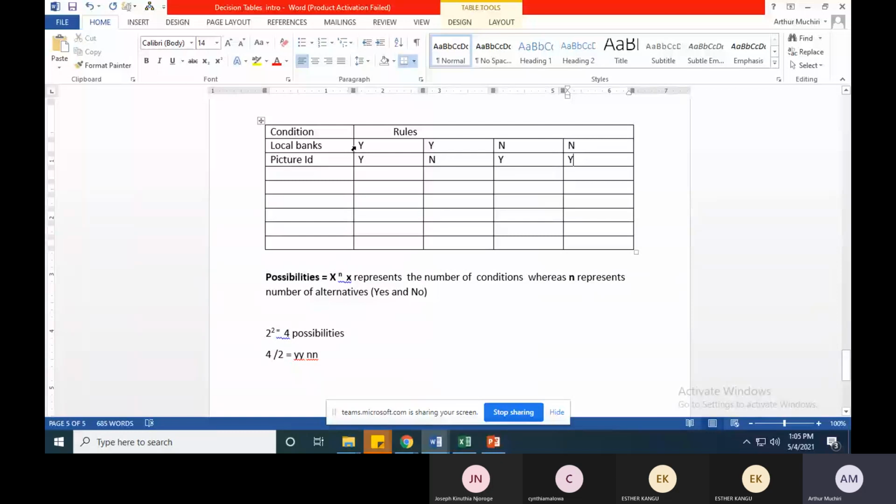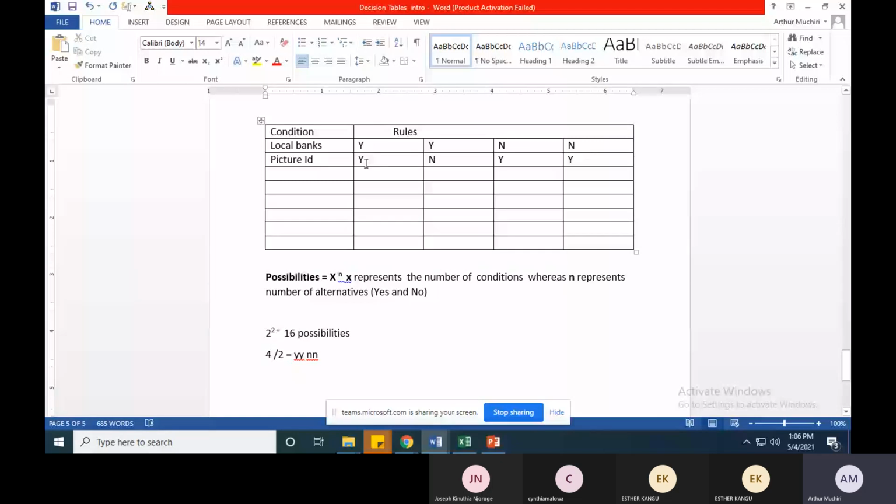Okay. Fill the condition alternatives, starting with the first condition. Divide the number of columns by the number of alternatives for that condition. For example, if you have 16 alternatives or 16 possibilities, and I think that's what we did, if we have 16 possibilities, then here we put how many yeses and no's? We will have 8 yeses and 8 no's.